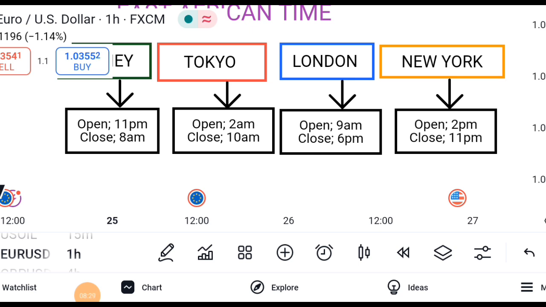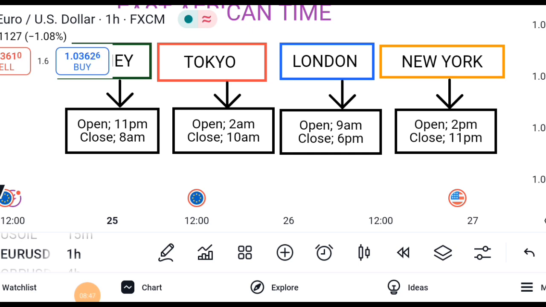Gold will also move normally from around 1 to 5. Yes, in most cases from 3 to 5, gold normally does so well during that time. But you don't want to be caught in a wrong session with the wrong pair. So let's avoid that, and let's do the right thing.